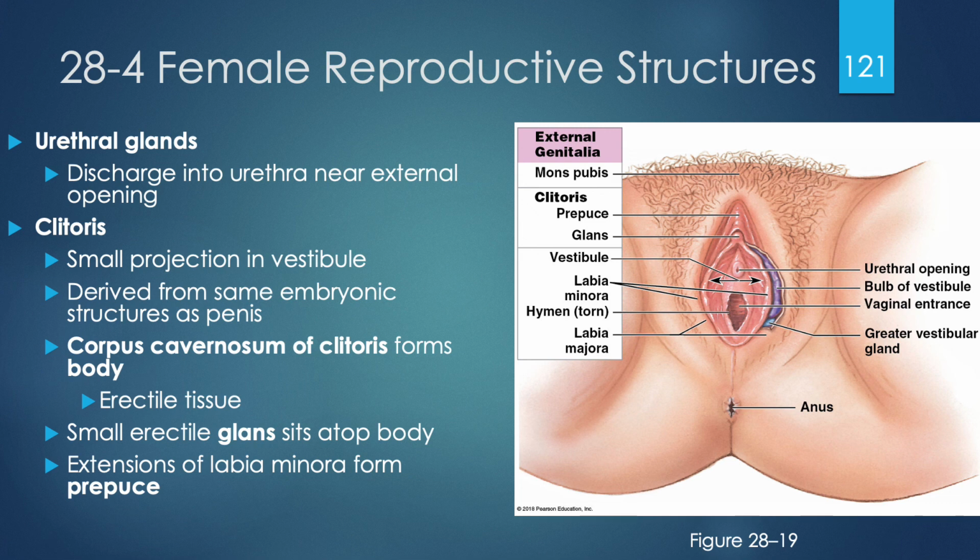The clitoris is a small projection in the vestibule, which you can see at the most superior portion of this image here. And it's derived from the same embryonic structure as the penis is, so it has erectile tissue in it. So the corpus cavernosum of the clitoris is what forms the body of this. There's a small erectile gland that sits right on top of the body, as well as extensions of labia minora which form the prepuce.